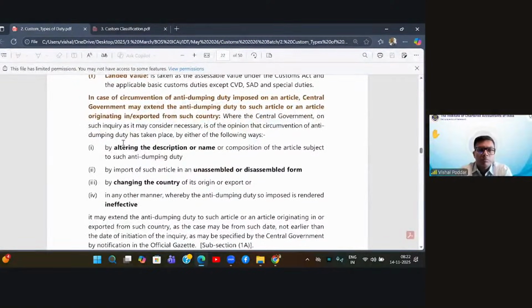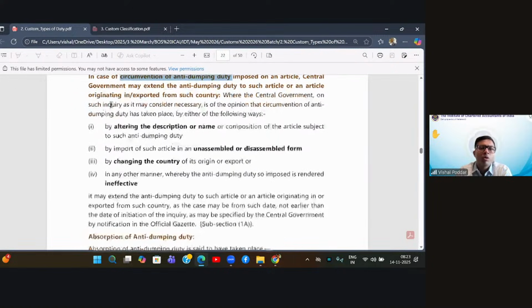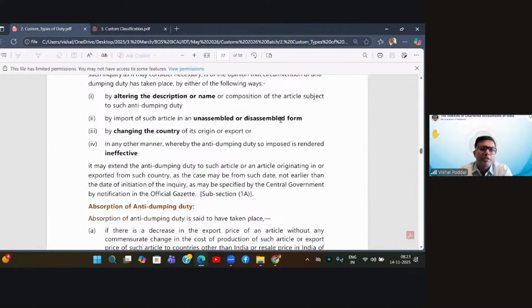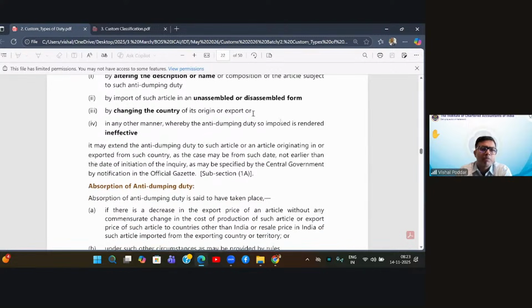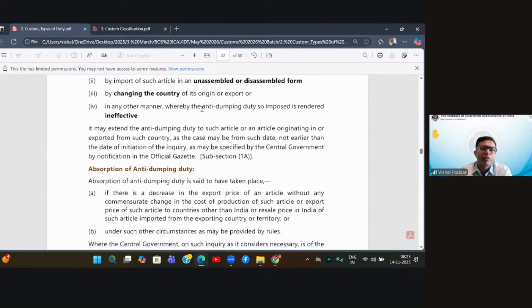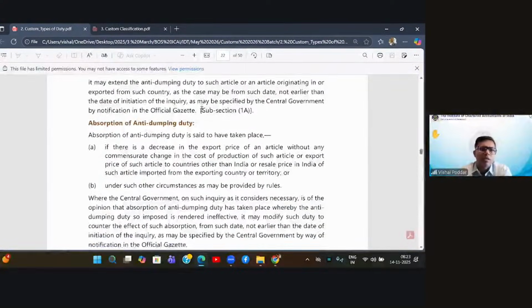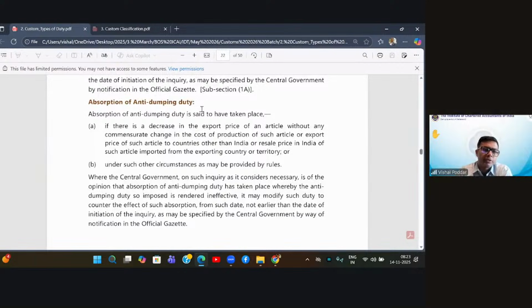Now, again, foreign exporters can try to circumvent the levy of this duty. They will try to evade or bypass this duty. How? Same as before, by altering the description of the goods, by sending the goods to India in unassembled form, or by changing the country from where the goods are coming, etc. Again, the government takes appropriate measures. Next point, absorption of the anti-dumping duty.